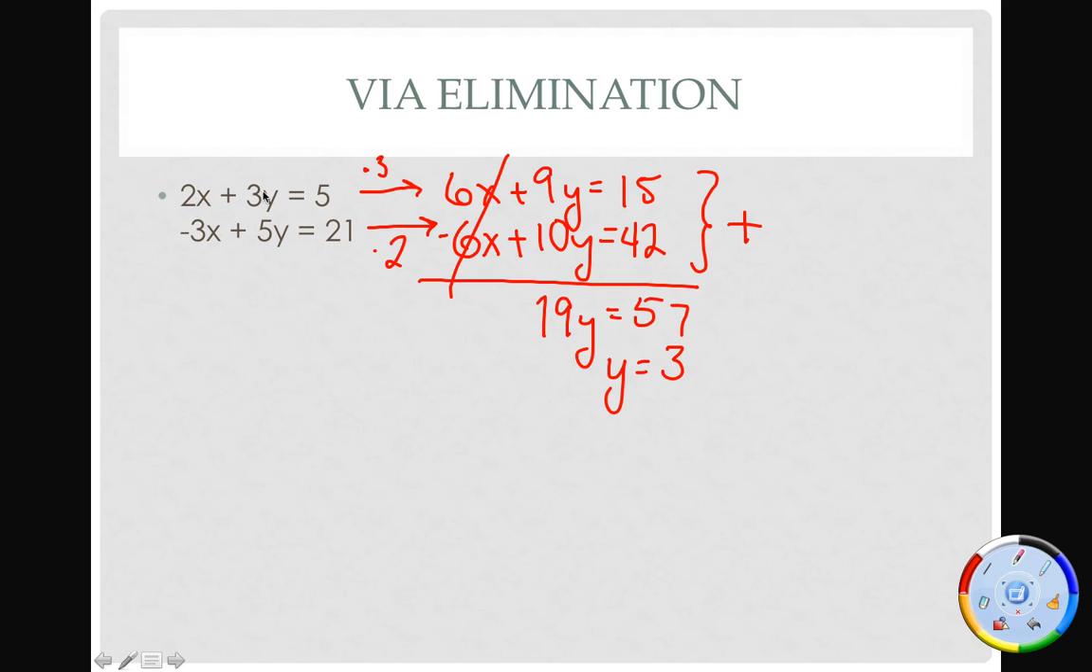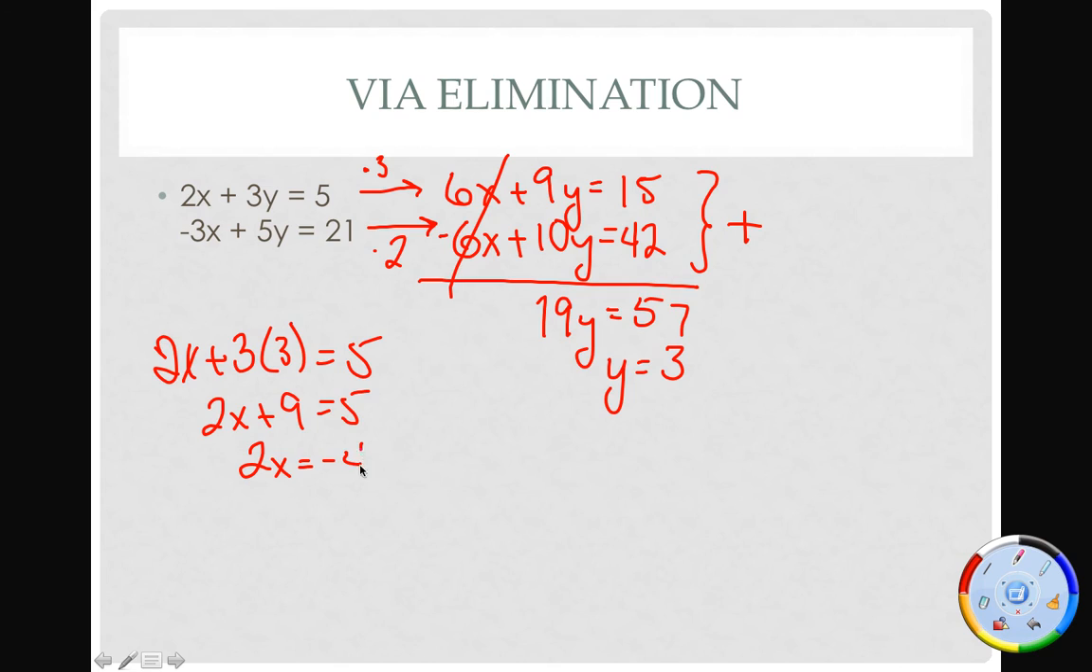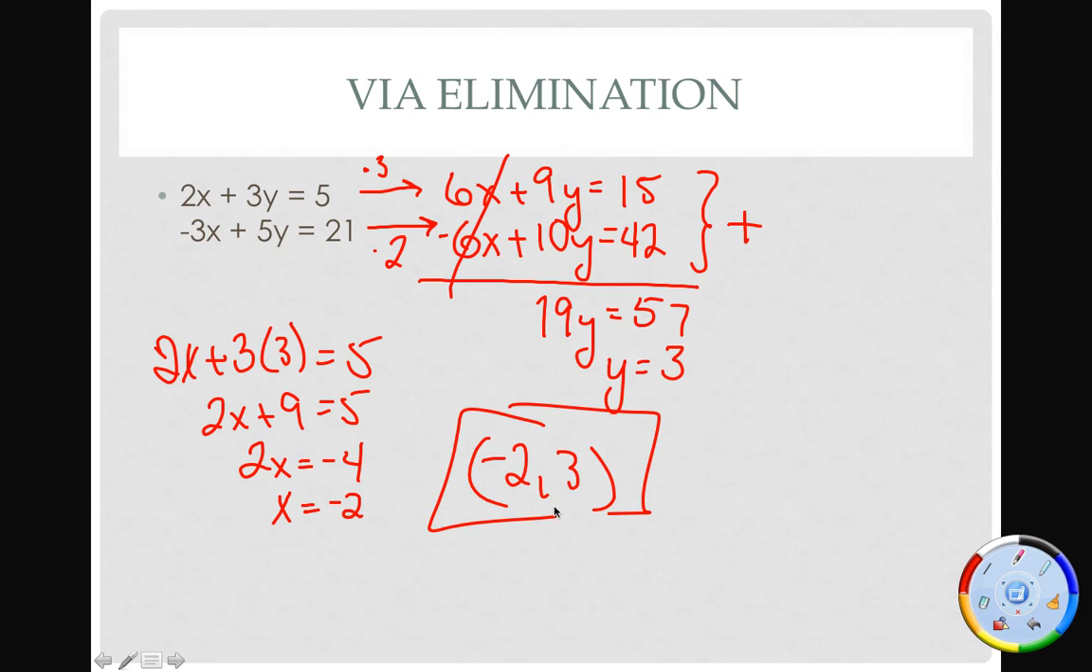So I go back to my simpler equations. I don't need to use the bigger ones here. I say, okay, well, 2 times x plus 3 times 3 is 5. 2x plus 9 is 5. 2x is -4. x is -2. So the solution to this particular question is -2, 3. Make sure you put them in the right order. I solved for y first, but x comes first in the coordinate and y comes second.